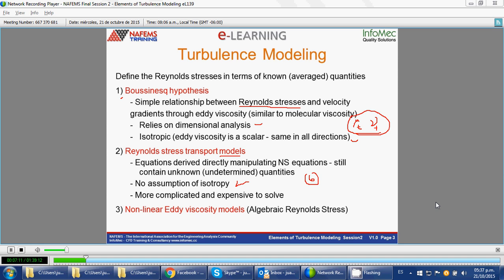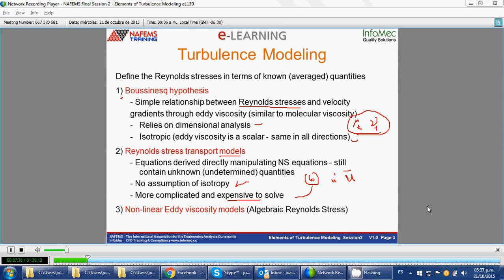It has something to do with the scales of these fluctuations. They're much smaller than the average value, so that becomes a little complicated in terms of numerics, and they're expensive to solve because, like I said, we'll have many more equations to solve for.